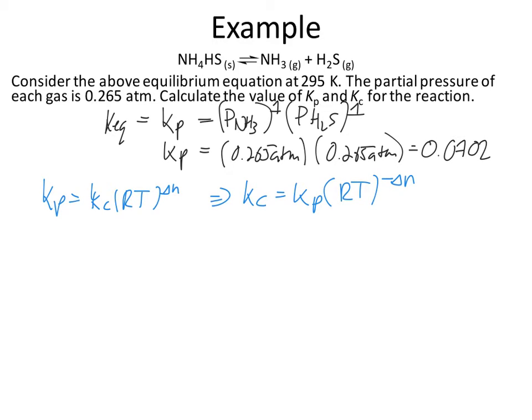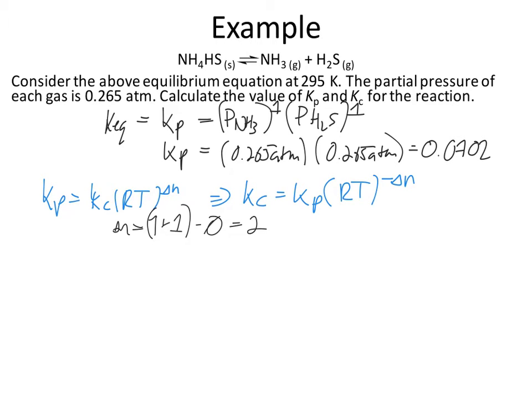So, first of all, let's figure out what our delta N is. Now remember, delta N is the sum of the coefficients of the products minus the sum of the coefficients of the reactants. Now in this case, there are no reactants because our reactants are not included in our equilibrium expression because it's a solid. So our delta N is going to be the sum of the coefficients of the products. So of the products, we have 1 plus 1. Okay, and we subtract the coefficients of our reactants, which is 0. So what we get is 2. So our delta N is going to be 2.